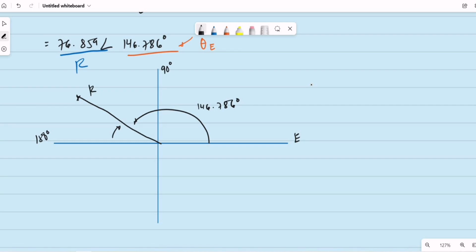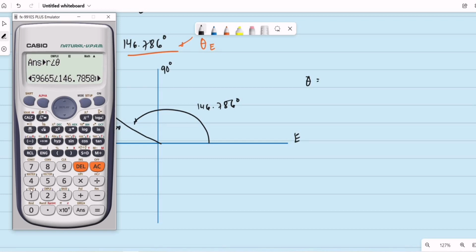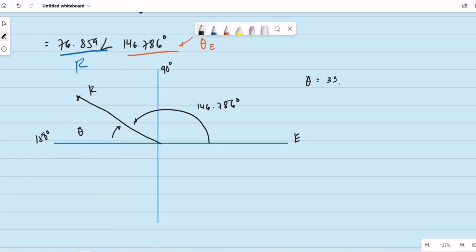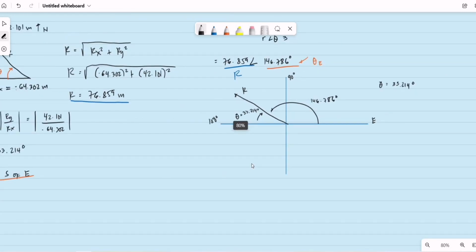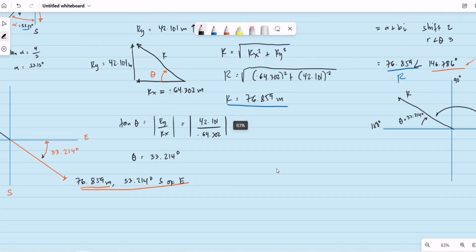Which is the 76.859. How do we compute for this angle theta? Let's say we have that theta. That is equal to, so we proceed to mode 1, 180 degrees minus 146.786. So we have that as 33.214 degrees. Same value as computed from our previous method, the 33.214 degrees.